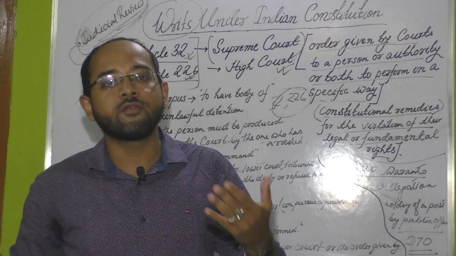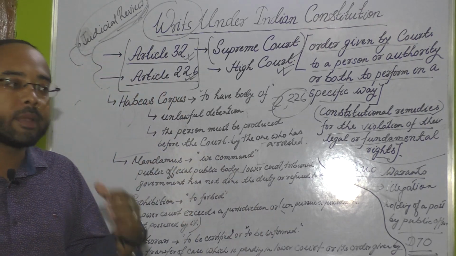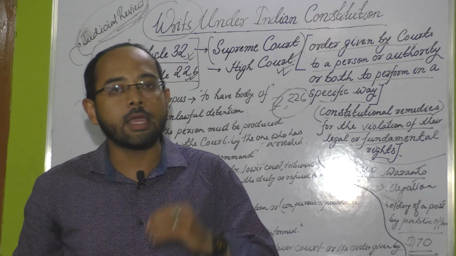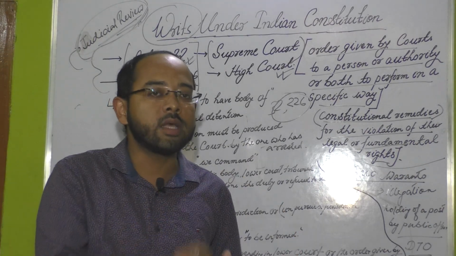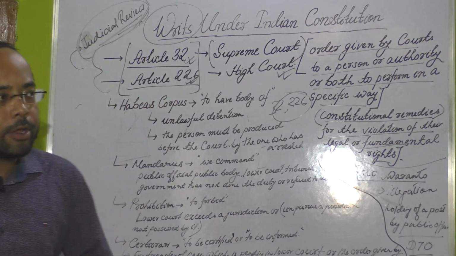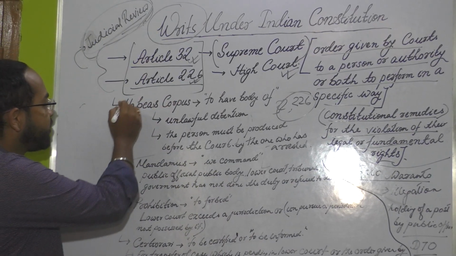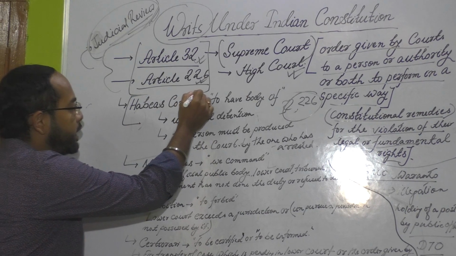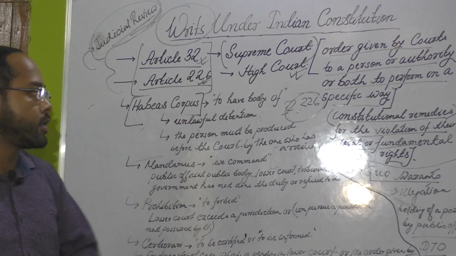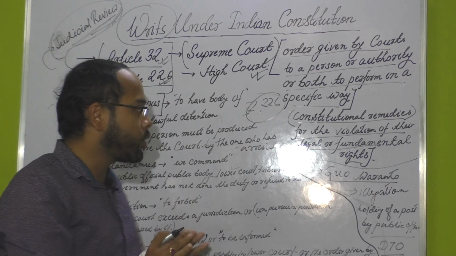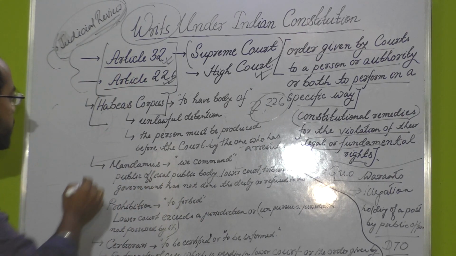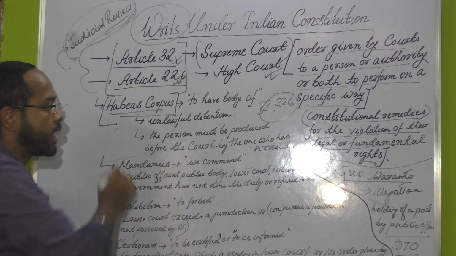Now, how many types of writs are there, and which writ is applied in what case? There are different types of writs, and we will see in which situations we apply which writ. The very first writ that is available is habeas corpus. So the first writ is habeas corpus.